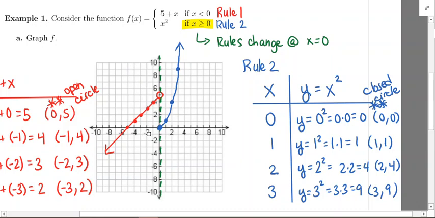This is the entire graph. The graph is made up of the red piece together with the blue piece. The graph passes the vertical line test, including at x equals 0, because if you look at the green vertical line, it would intersect the open circle, which is not included, and it would intersect the closed circle, which is fine. It intersects your graph one time. So this is the entire picture.